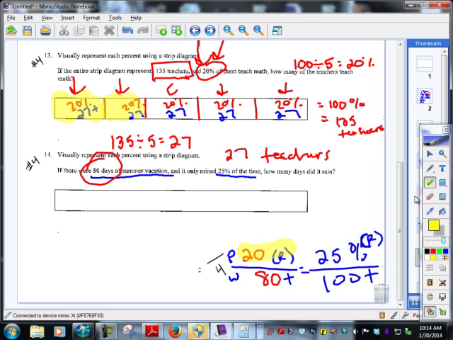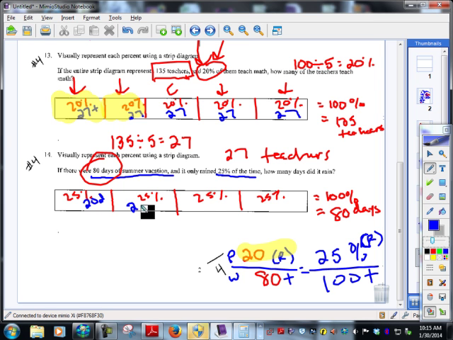Now let's go back and develop our strip diagram. What should I cut this into, Kathleen? How should I cut it up? Into 4 sections of 25%. Okay, what does the whole strip represent, Mackenzie? What else does it represent, Lindsay? So I'm going to take 80 now, and I'm going to slice it up into those 4 sections. That's going to mean that 20 days in each section.